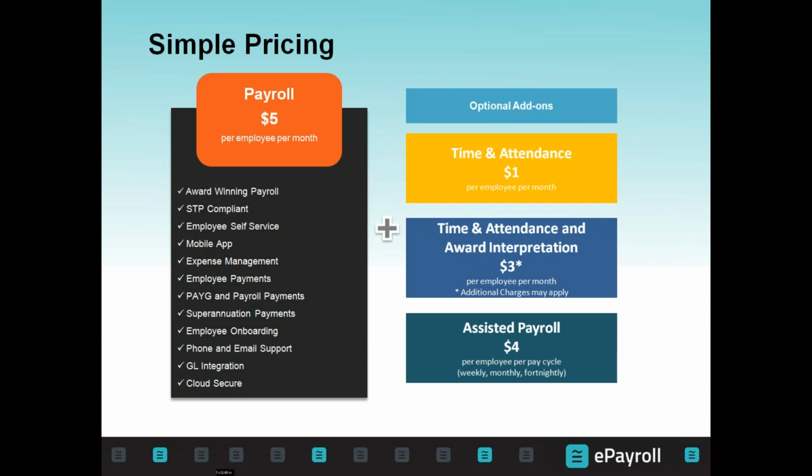If you would like, we also offer some optional add-ons. So you can add on our time and attendance feature for just an extra $1 per employee per month. We also offer time and attendance and award interpretation. So if your company has an award that you'd like to automatically be integrated into your account, that's also an option there.